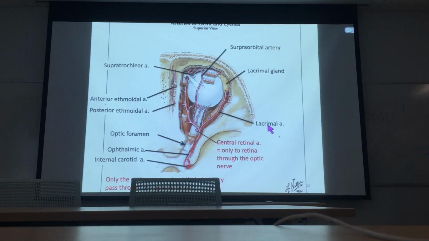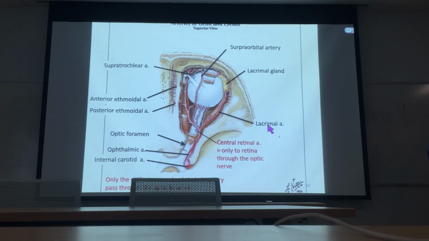And then it's going to give off branches that I don't think you've got to worry about, but the branches are all named the same as the nerves that are present inside of there. You can see there are branches that mimic the frontal nerve: supratrochlear, supraorbital. There's a lacrimal artery. There would be branches just like the nasal ciliary branches or whatever.